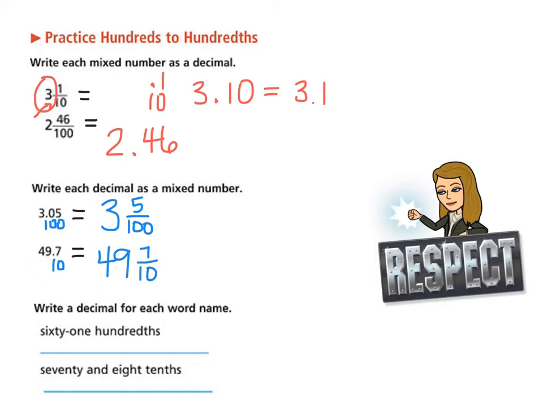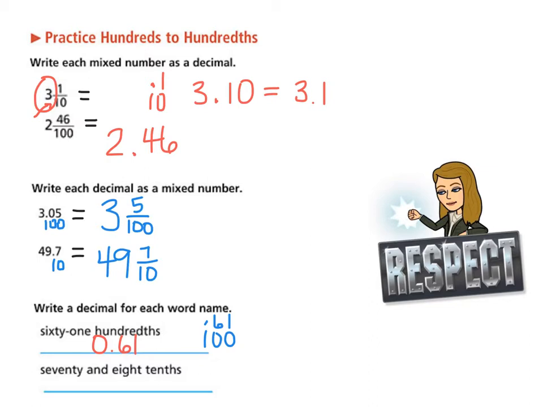Now it says write a decimal for each word name. So 61 hundredths. So again, using my trick that I've shown you before, you write the 100. Decimal point always goes above the 1. Then we fill in the numbers, 61. Beautiful. So the decimal here would look like 0.61 for 61 hundredths.